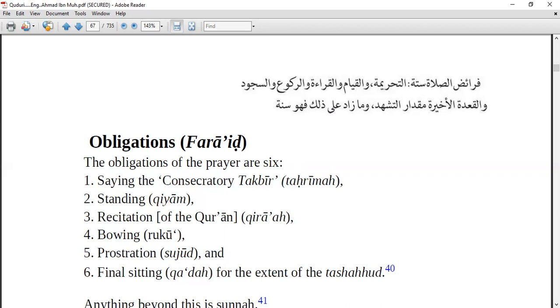But this is only for the salah. Outside of salah, recitation of the Quran has the same virtue whether you're standing or sitting.